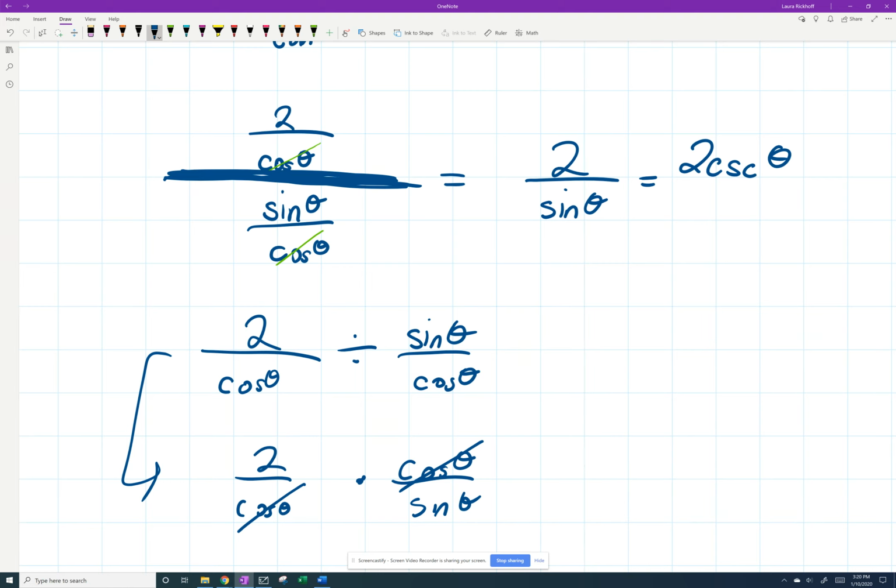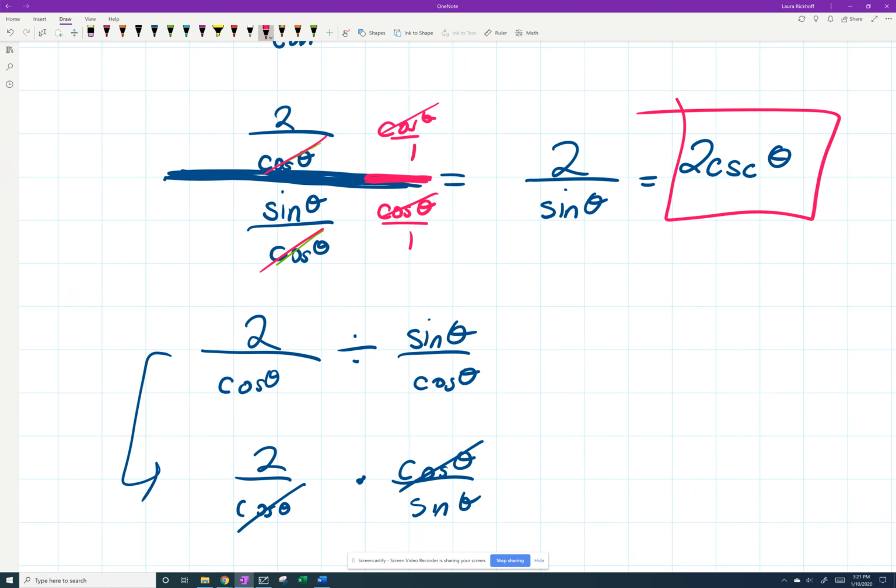But that keep, change, flip, it's like, well, why does that work? And the whole reason it works is because you're multiplying by this fancy form of 1, cosine over cosine, which I suppose you could write as cosine over 1 over cosine over 1. So now if it's more convincing to you that those cosines cancel, that's why we're getting that. So beautiful.